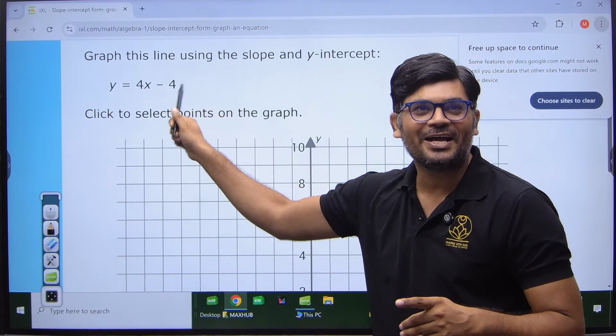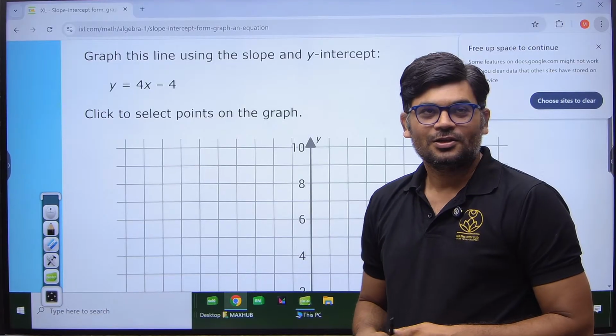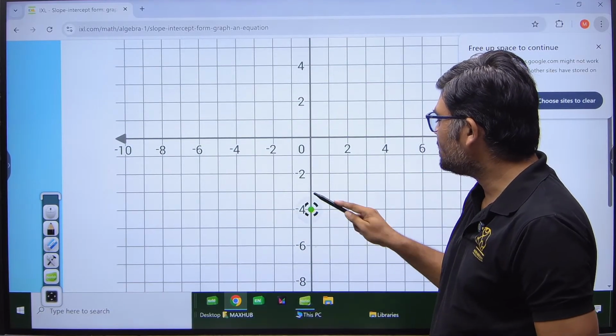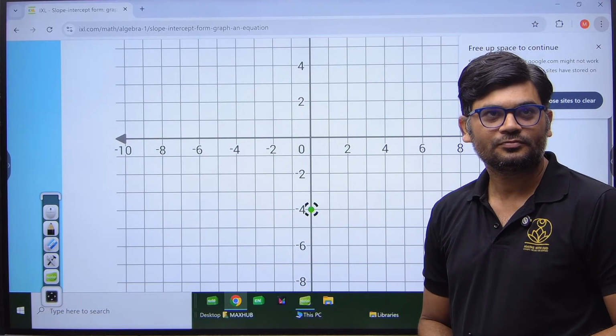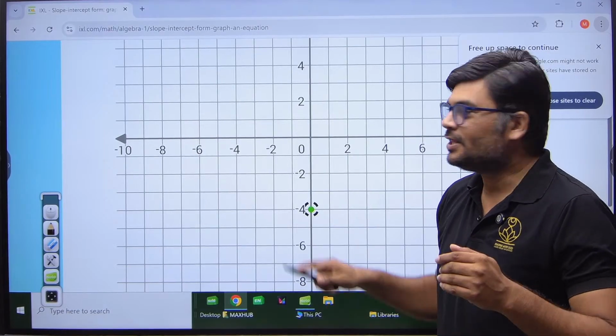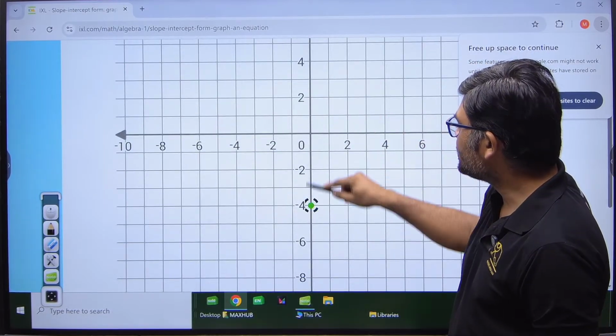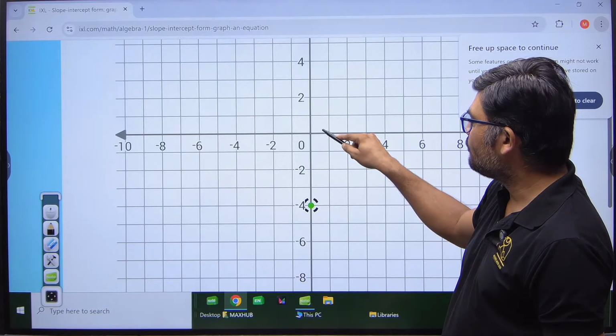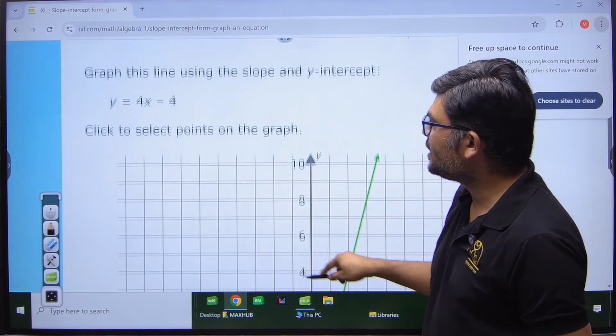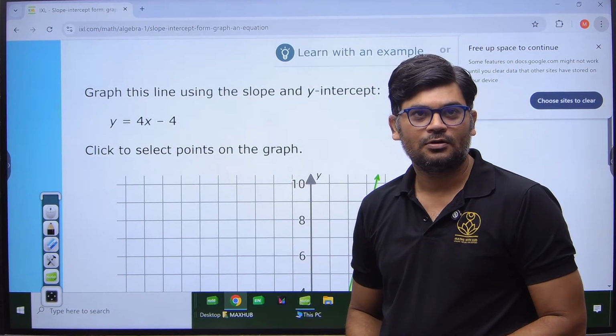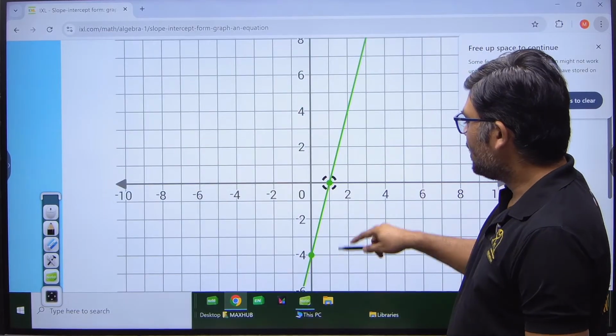So what is that? Minus $4. So what is the first point, beta? First point is 0 comma minus 4. You have to check this. And then what is the numerator? 4. So you will go 4 units up, and 1 unit on the right, because the denominator is 1. So the graph is made, and then you have to submit.